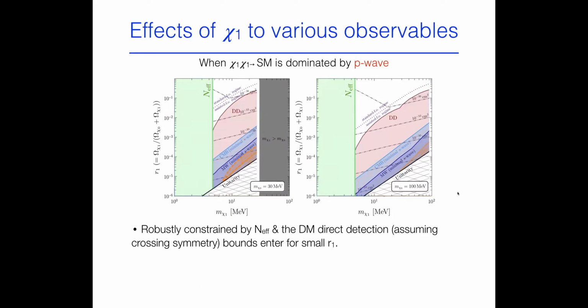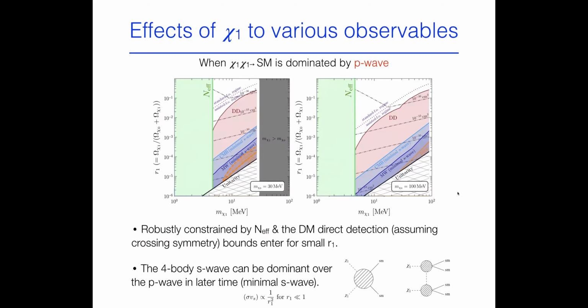If we move on to the P-wave annihilation, however, there might be some open parameter space because there is still a P-wave suppression. But the P-wave suppression should compete with the enhancement by the fraction of light dark matter compared to the total observed value. And the parameter space is robustly constrained by N effective and the dark matter direct detection experiments, assuming the crossing symmetry is effective. And one thing we should also think about is that even though this two-body P-wave is dominant at some point, it is possible at a later time that the four-body S-wave can take over from this two-body P-wave process. In that case, another constraint coming from CMB and the diffuse gamma-ray and X-rays comes in to constrain the parameter space of light dark matter.